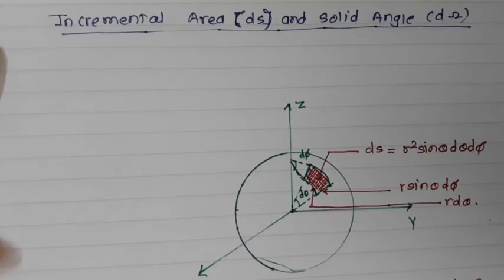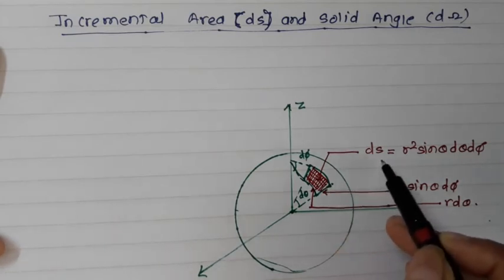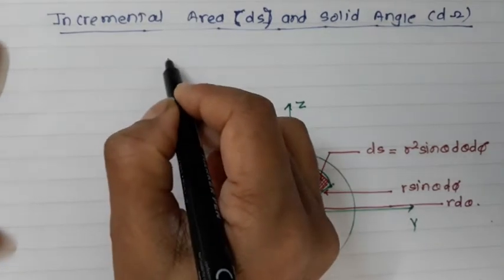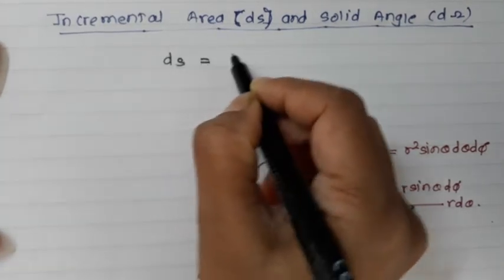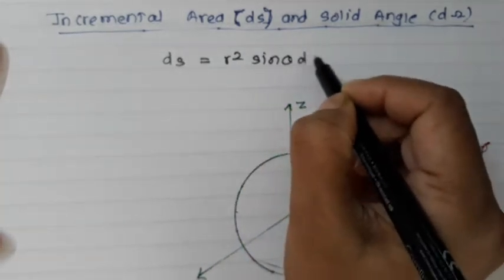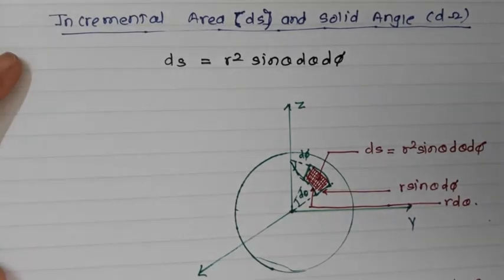Okay. For the spherical coordinate system, the infinitesimal area, that is ds, with radius r, will be given by r square sine theta d theta d phi. So this is nothing but the infinitesimal area.